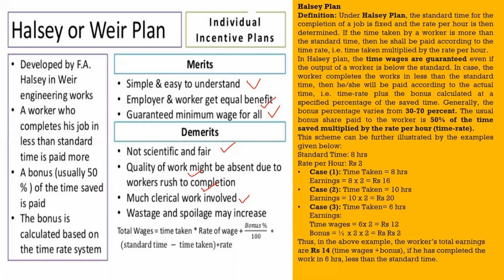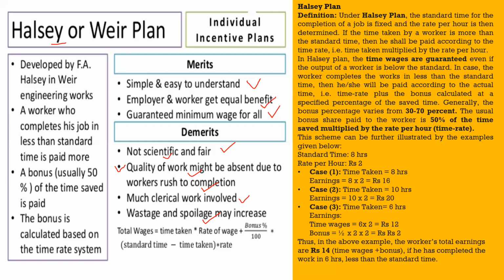Yes, obviously more calculations are required for this, and hence the clerical work is more. Wastage and spoilage may increase. Yes, there are chances that when you are rushing to work, the wastage may increase, and when there are no scientific and fair calculations, wastage may also increase. So these are some of the demerits and merits of the Halsey plan. So here let's take what the definition of the Halsey plan is.